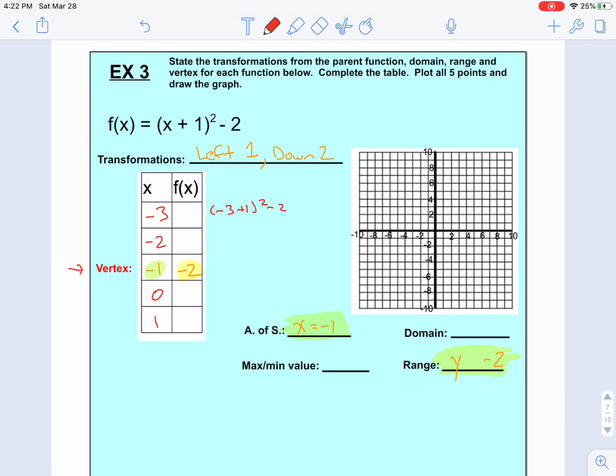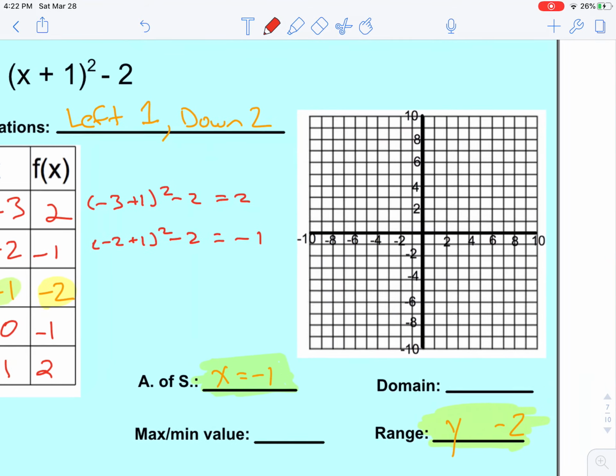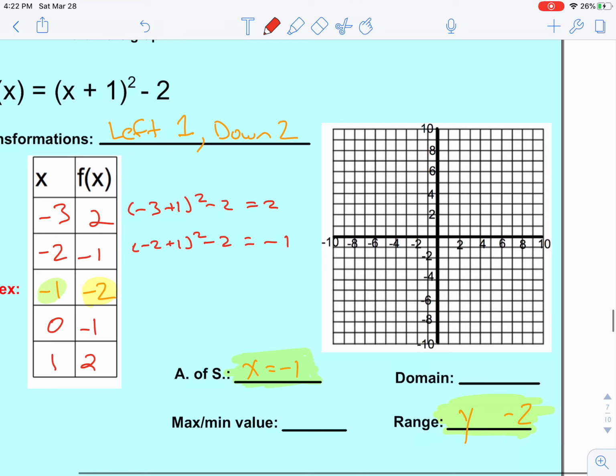All right, -3 plus 1 is squared minus 2. -3 plus 1 is -2. Squared is 4, minus 2 gets me to 2. All right, -2 plus 1 squared minus 2. -2 plus 1 is -1. Squared is 1, minus 2 is -1. Okay, and I'm just going to fill them in. I would recommend for you guys to try them to make sure, but this is why I'm using the pattern.